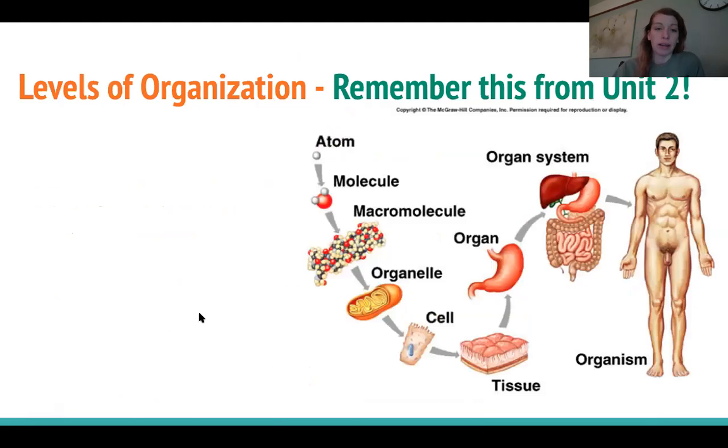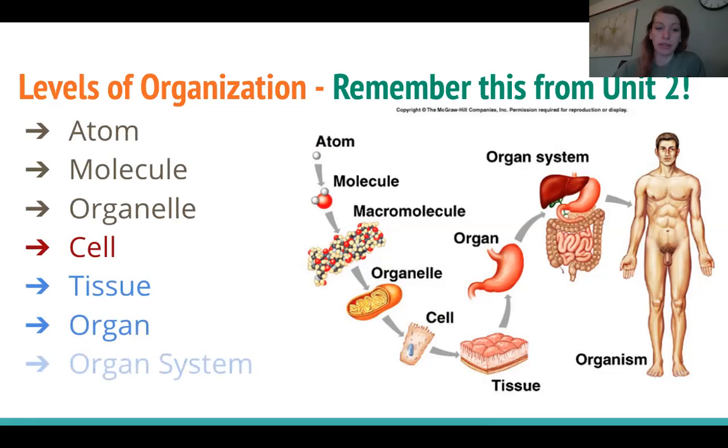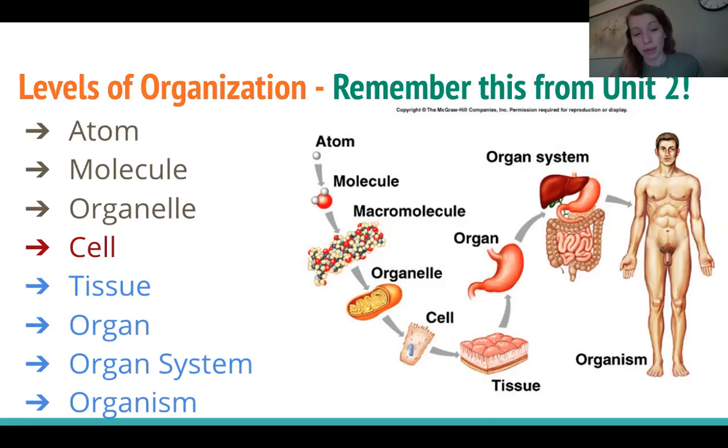So this is just a reminder. I put this slide in here twice. So this is from the very beginning of the year. Those of you who've been with me since September might remember this. This was in the beginning of Unit 2 of the organization levels of life. So this is the really small stuff, atom to molecule to organelle into a cell. Cells make up tissues, tissues make up organs, organs make up organ systems, all the way to an organism. Yippee, how fun. However, we're done with that.